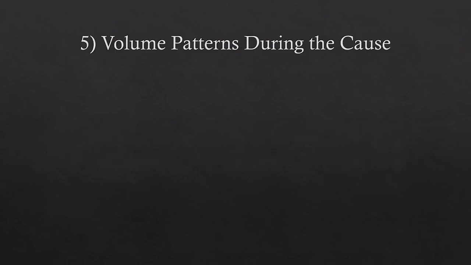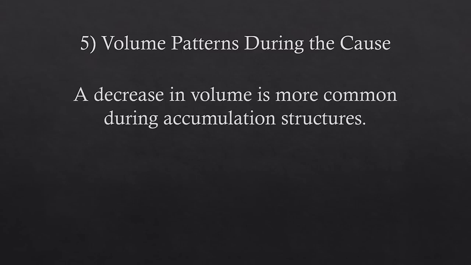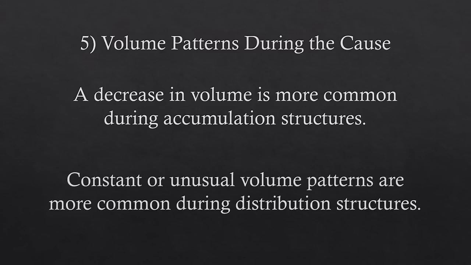Number 5. Volume pattern during the cause. Although the volume pattern during the development of the cause is relatively the same in both accumulation and distribution structures, meaning that volume will decrease or stay relatively the same before increasing during phase D, there can be slight differences in volume between accumulation and distribution. Decreasing volume during the construction of the cause is more common during accumulation structures. Constant volume and/or unusual volume patterns during the construction of the cause is more common in distribution structures simply because the urge to sell is usually greater than the urge to buy.